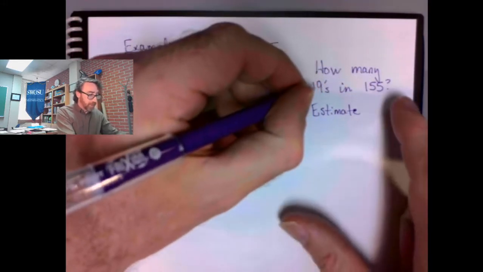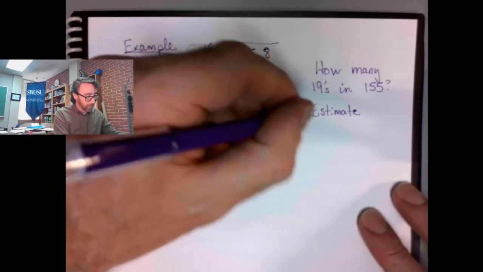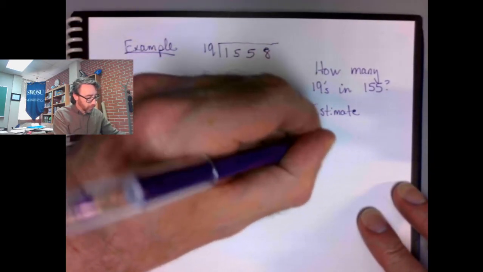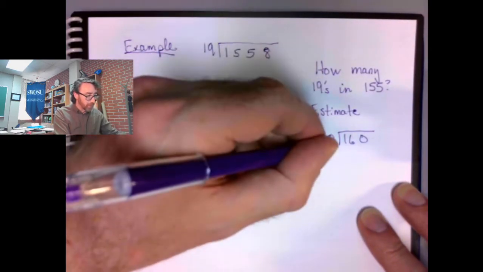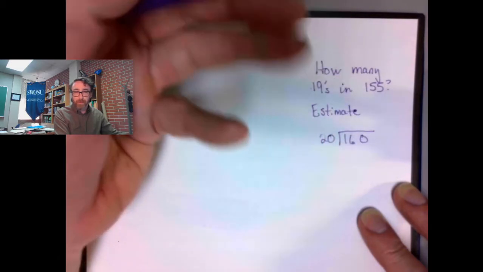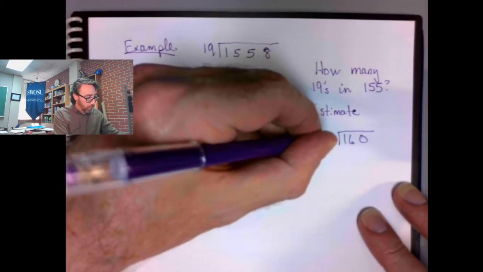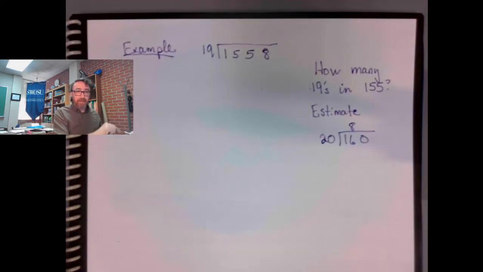Now remember, estimating is we are going to trade this problem in. We want to make something a little bit easier. So we're going to do 20 into 160, okay? See where I got the 20? Just rounded 19 up, and I rounded this up, okay? Now it's really a one-digit problem, okay? 20 going into 160, that's easy, 8. So let's try 8.